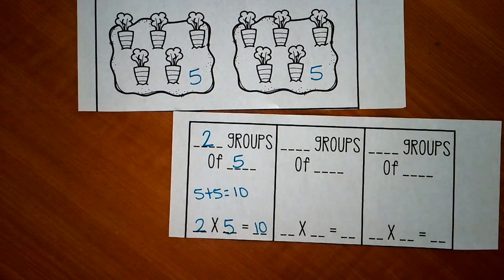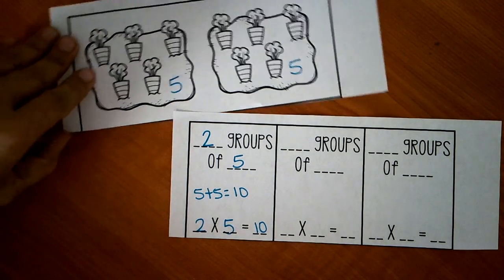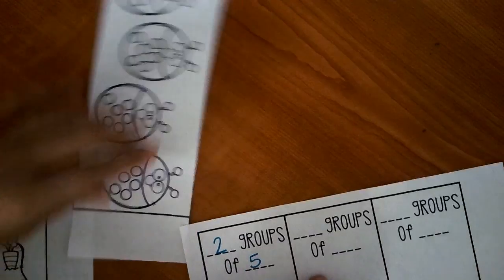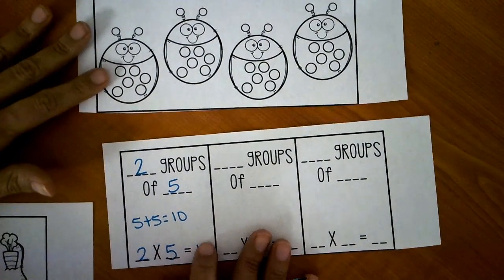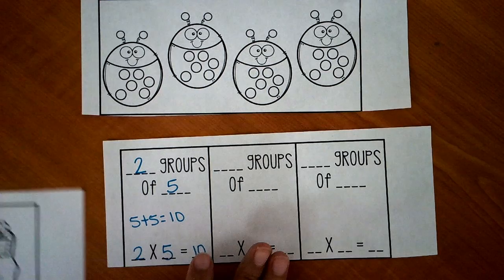All right, ready for the next one? Okay. All right. How many ladybugs do we have? How many equal groups?